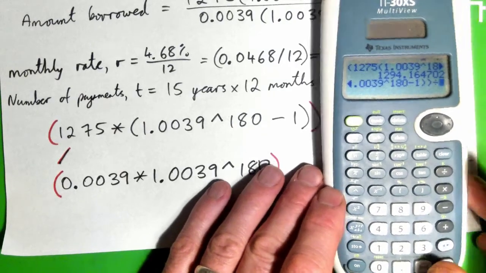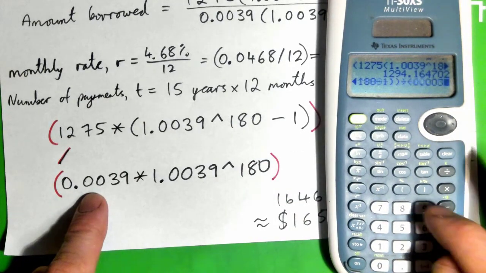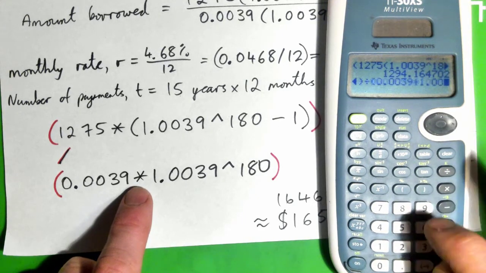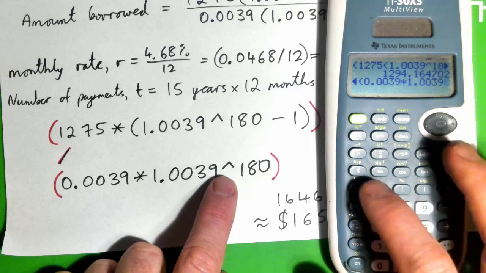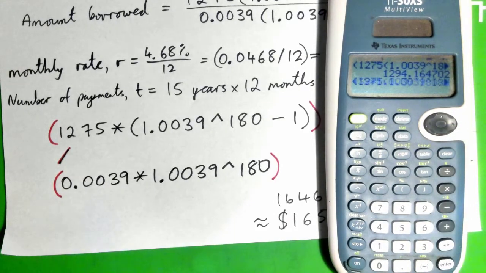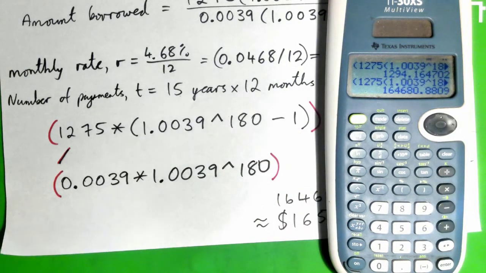Divide that by parentheses around the bottom, 0.0039 times 1.0039 to the power of 180, and then put parentheses around the bottom, and then press enter, and we get our full answer all in one go. So you're welcome to do that too.